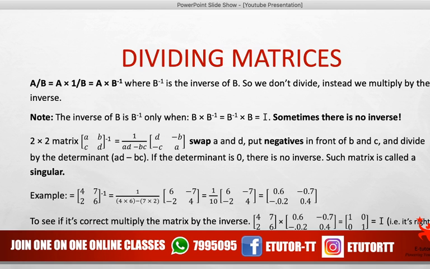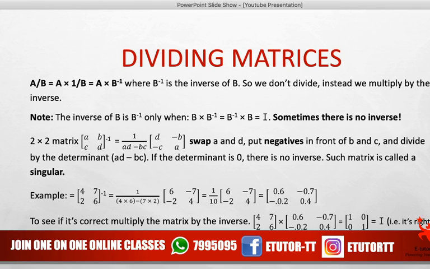For a 2 by 2 matrix A, B, C, D, the inverse, to the power of negative 1, is equal to 1 over AD minus BC times the matrix D, negative B, negative C, A. So how did we get that? We swap the A and D. If you realize, the A and D changed positions. So we swap the A and D and we put negatives in front of B and C, and then we divide by the determinant. The determinant is AD minus BC. What does AD minus BC mean? It means A times D minus B times C.